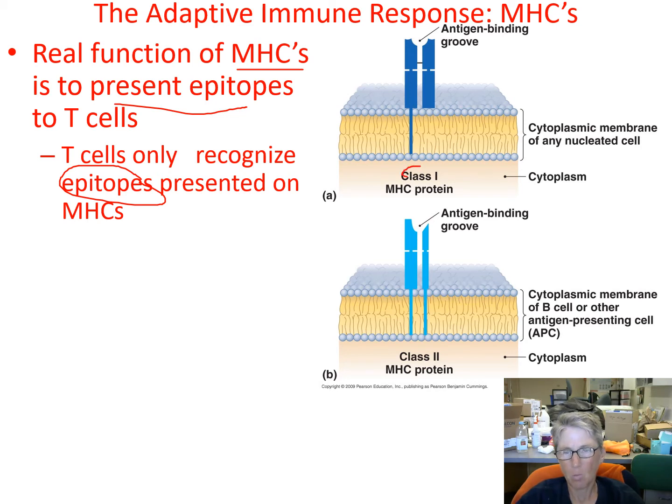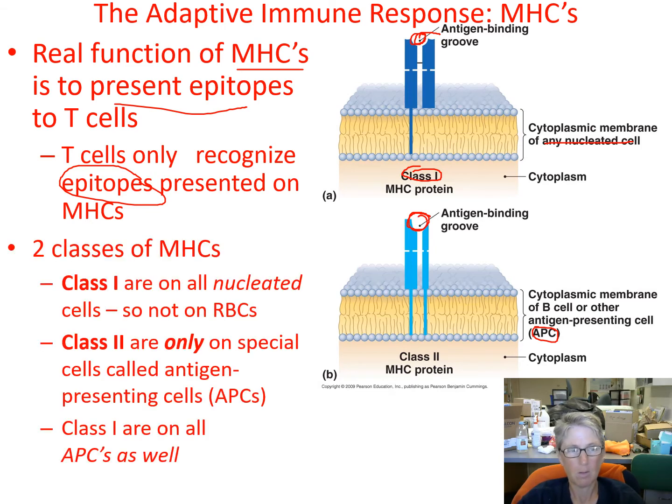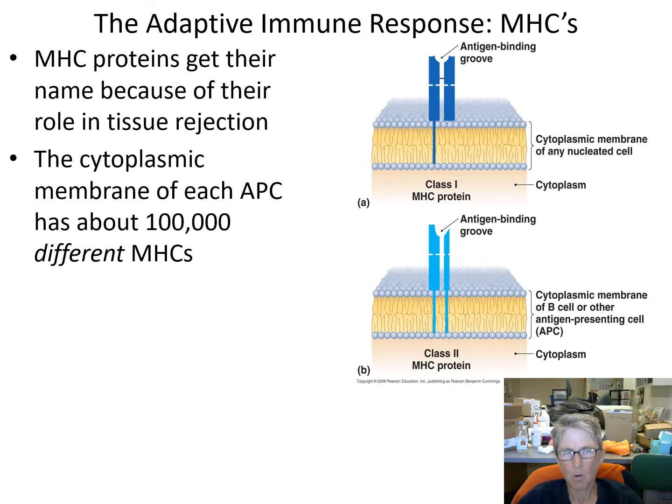And here's class 1. All nucleated cells have class 1 MHCs. That's where the antigen or epitope binds. If you're an antigen presenting cell, like a B cell or a macrophage or a dendritic cell, you can present your antigens in an MHC2 molecule. MHC proteins get their name because of their role in tissue rejection, major histocompatibility complex. Are you compatible with other tissues?